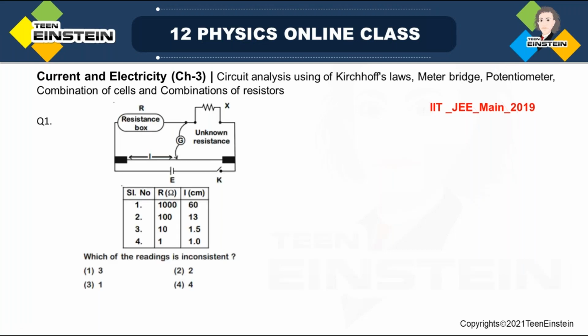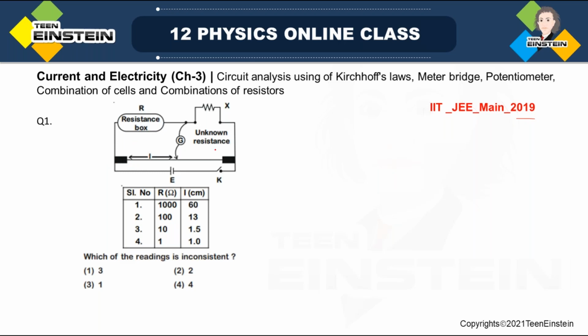Very good morning, students. We are back with the revision section of this current electricity chapter. So we have picked up some good numerical problems from previous year's IIT JEE papers, mainly 2019 we are doing now. So we have got this first problem here related to meter bridge. So let us see what this problem is saying.